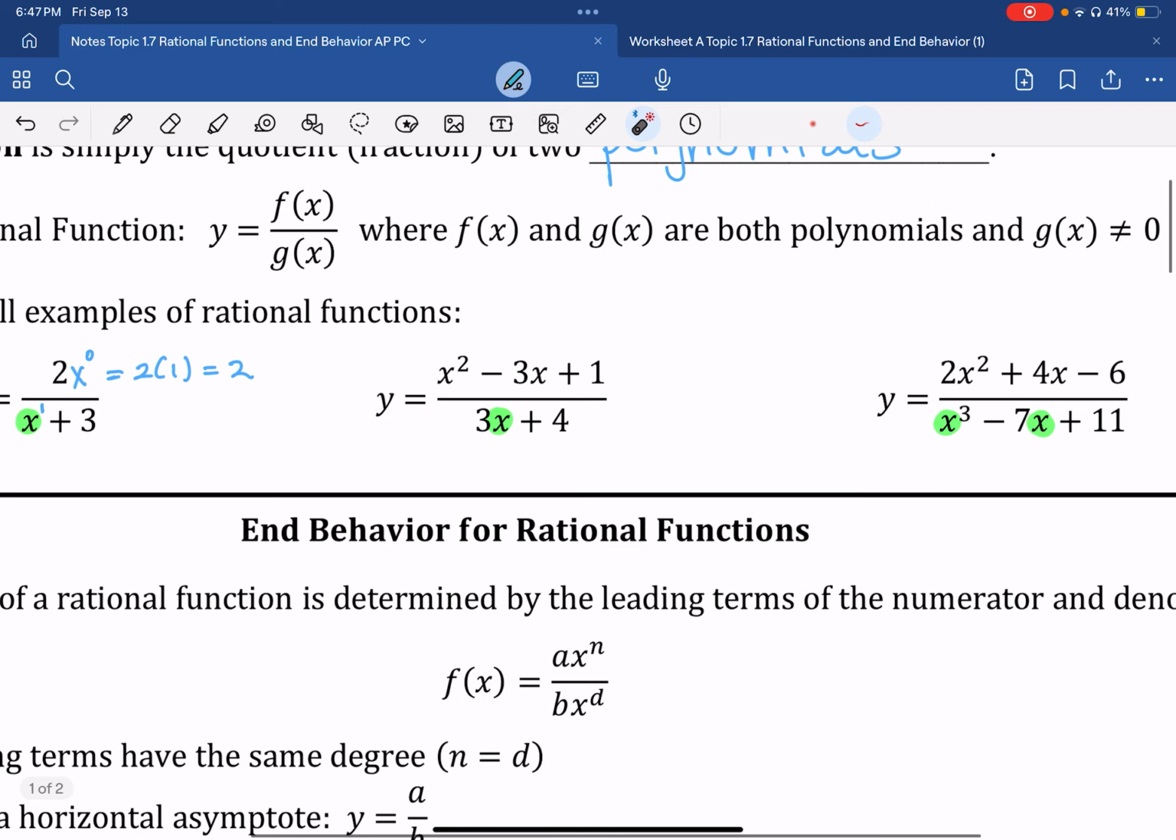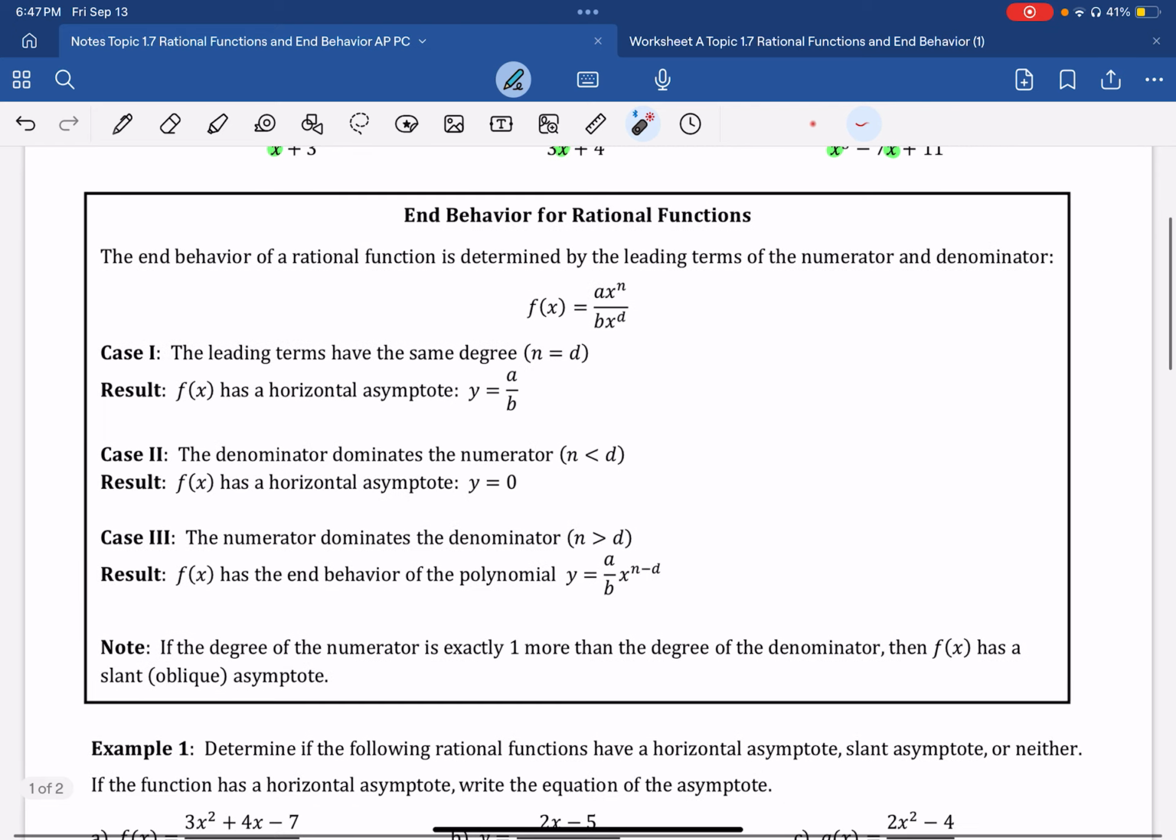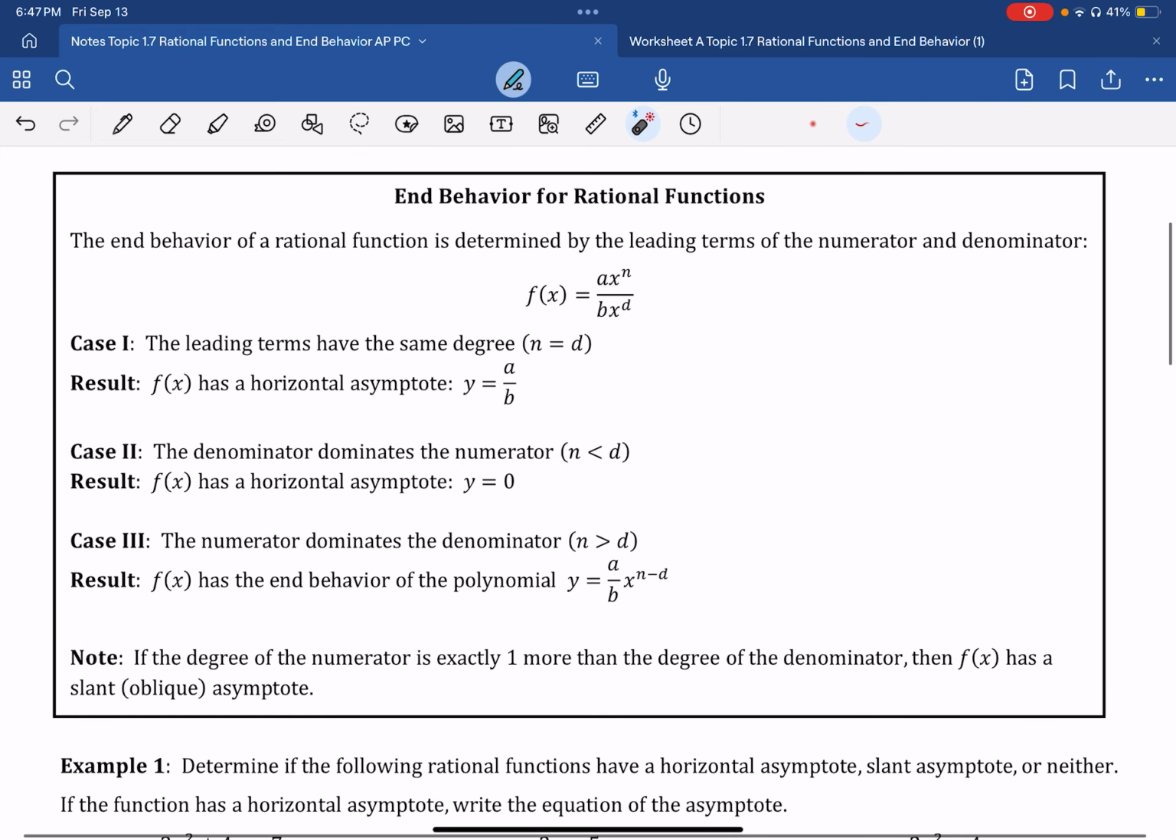Okay, so let's talk about end behavior. In lesson 6, we did end behavior of polynomial functions, and that was when we did the right side first, and we looked at the leading coefficient. If it was positive or negative determined if the right side went up or down to positive or negative infinity, and then if your degree was even or odd determined if the left side matched the right or if it was opposite of the right.